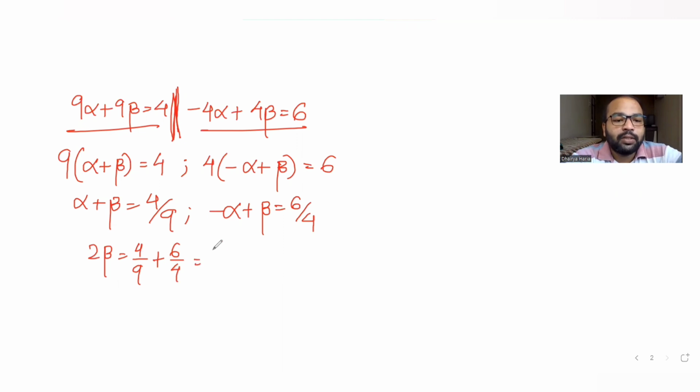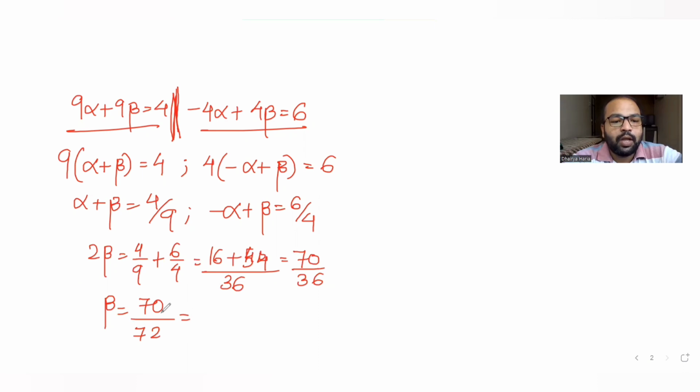So it becomes 16 plus 54 upon 36, sorry, 9 times 6 is 54. 16 plus 54 upon 36, that is 74. So 2 beta becomes 70 by 72, that is 35 by 36. Right? So I get beta as 35 by 36.